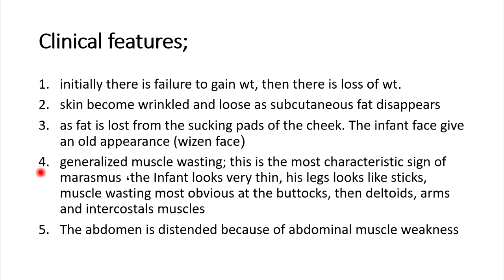4. Generalized muscle wasting. This is the most characteristic sign of marasmus. The infant looks very thin. His legs look like sticks. Muscle wasting is most obvious in the buttocks, then deltoid, arms, and intercostal muscles. If we ask you which site first appears in muscle wasting, you have to answer buttock.